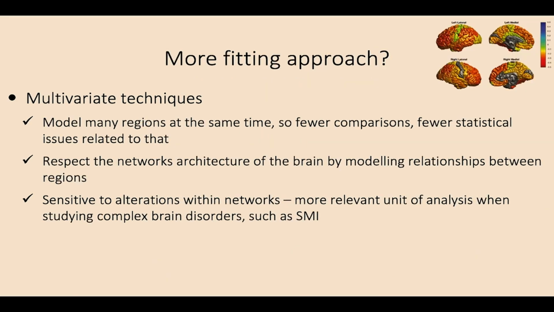Now, if we want to switch our focus to the network level, then we have to switch our analysis to more of the multivariate techniques. These tools model many regions at the same time, so they limit some of the statistical issues that were encountered before. They respect the network architecture of the brain by modeling relationships also between the regions, and they're sensitive to alterations within networks, which is a more relevant unit of analysis when we want to study complex brain disorders such as SMIs.